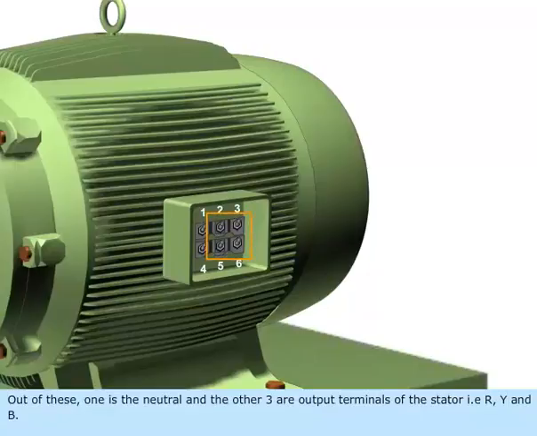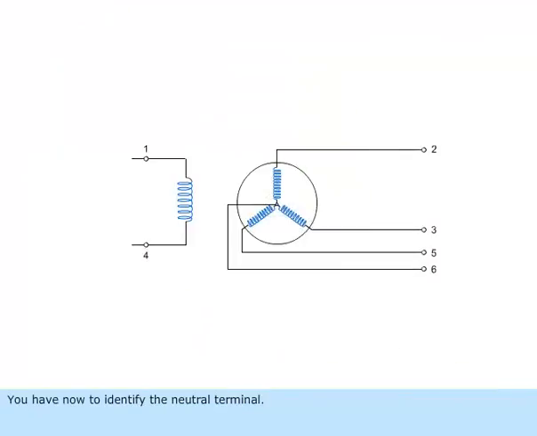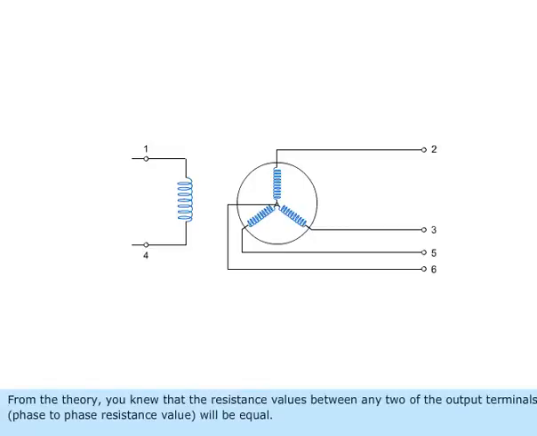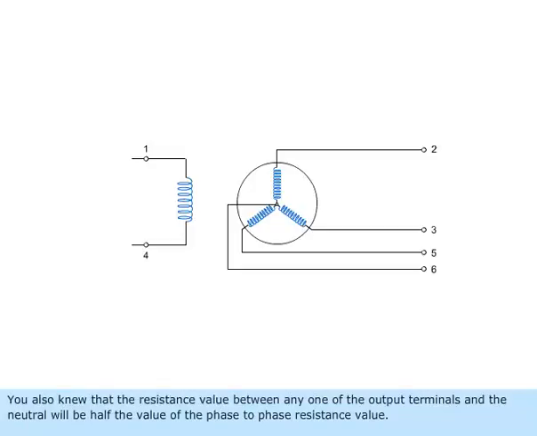Out of these, one is the neutral and the other 3 are output terminals of the stator, that is R, Y and B. You have now to identify the neutral terminal. From the theory, you knew that the resistance values between any 2 of the output terminals, the phase-to-phase resistance value, will be equal. You also knew that the resistance value between any one of the output terminals and the neutral will be half the value of the phase-to-phase resistance value.